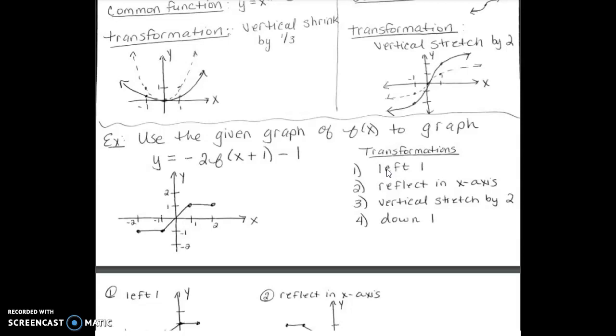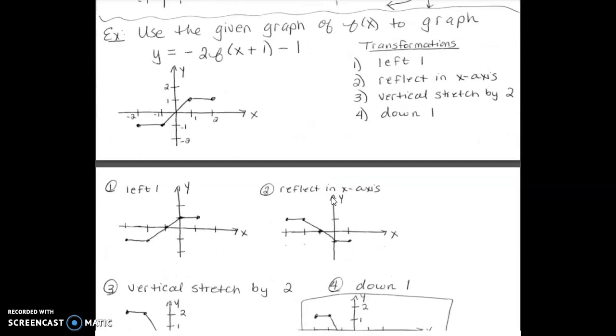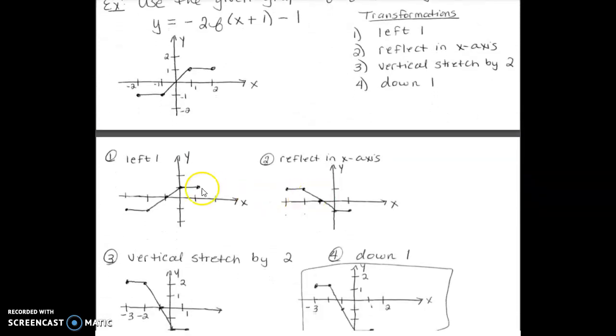You just choose the right graph that ends up in the right place. All right, so our first transformation is to move left 1. So if I'm taking this graph and moving everything left 1, this point right here is at the x value -2. It's going to shift left 1 and become the x value at -3 right here.